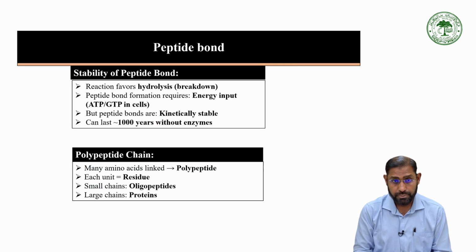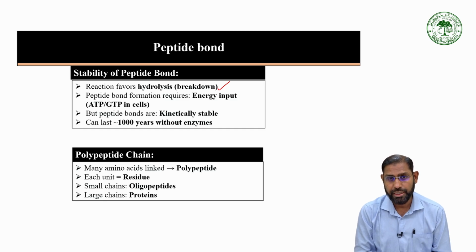How is peptide bond stability determined? Hydrolysis is a favorable reaction, while peptide bond formation requires energy, and the source of energy in cells is ATP or GTP. The bond is very kinetically stable. It is very interesting that even after more than 10,000 years, without any enzymatic influence, the peptide bond still exists. There is no breaking of the peptide bond.